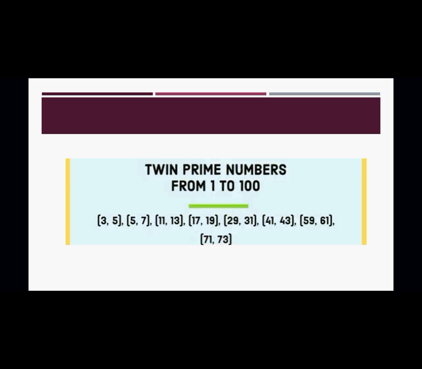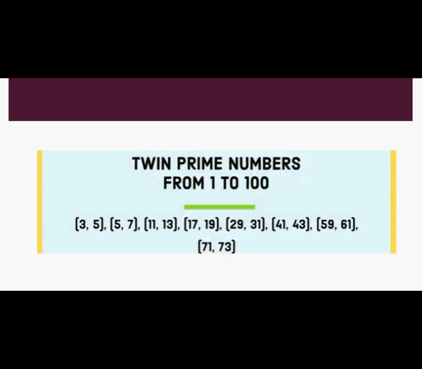Please see the screen. In your notebook, quickly write it down. Twin prime numbers from 1 to 100. Please write this in your notebook. Quickly write it down. All of you please copy it. 41 and 43. Very good. All of you please look at the screen and write it down, children.